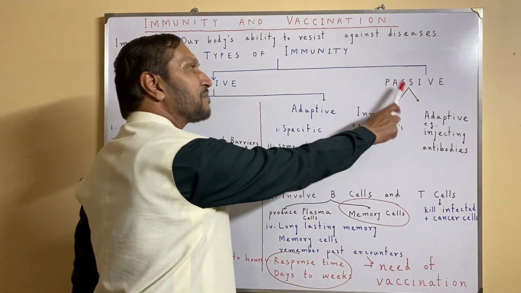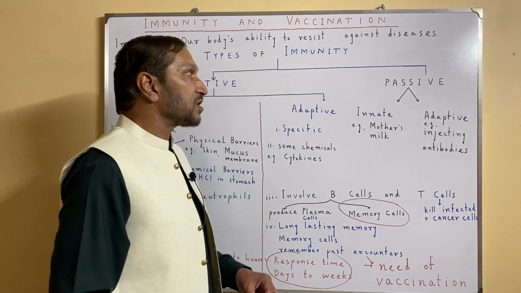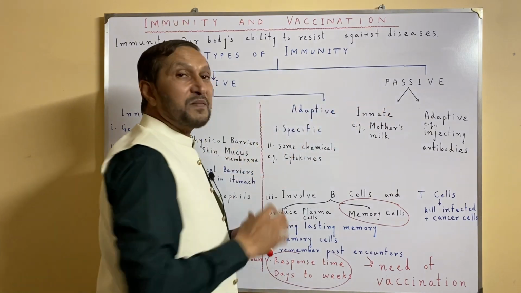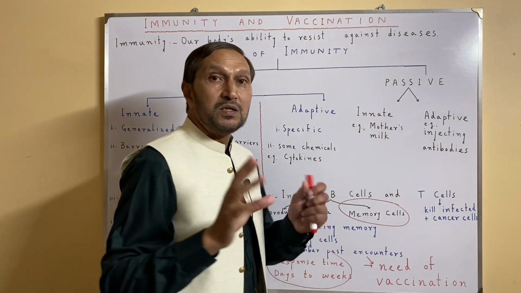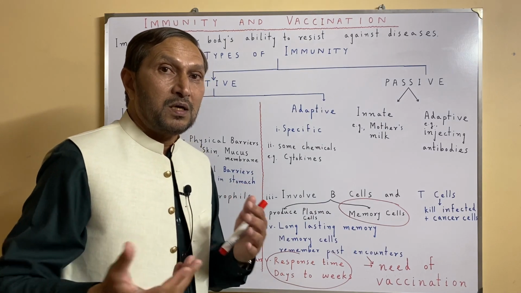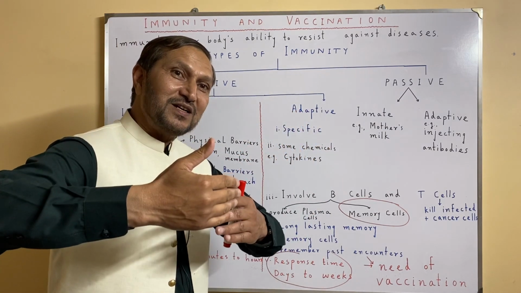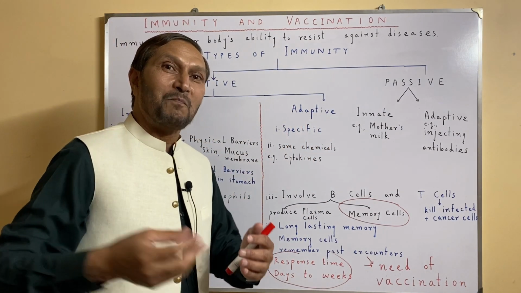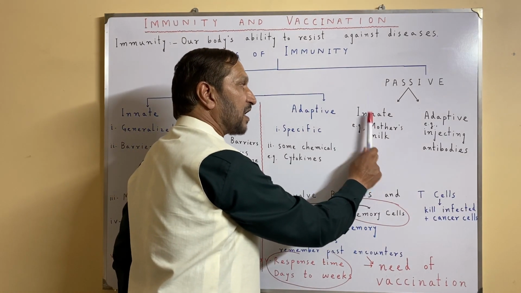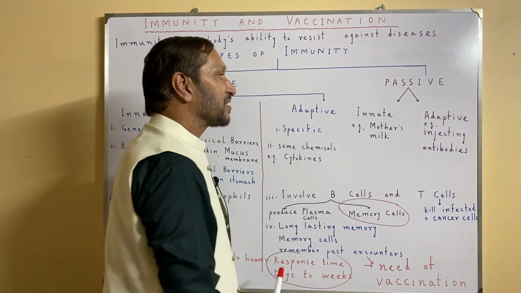And the last thing is the passive immunity. Passive immunity is, as is obvious from its name, not the type of immunity which is developed by our body. It is injected or it is provided by a foreign source. For example, passive immunity can be innate.